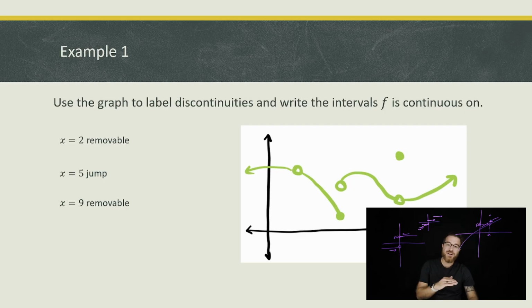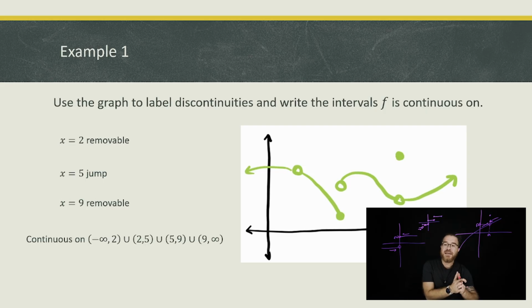And then continuing on to the right, we have another removable discontinuity where, again, it approaches the same value from the left and the right, so the limit exists, but the f of a at that point is a different point, meaning that it is not continuous at a. In this case, a equals 9.